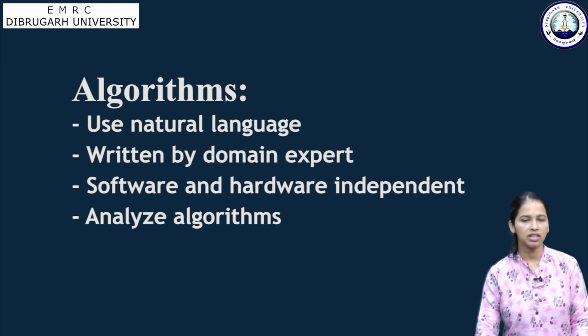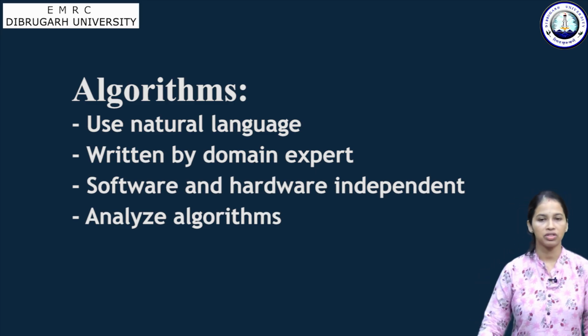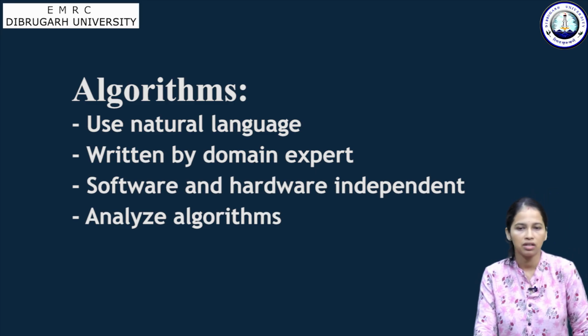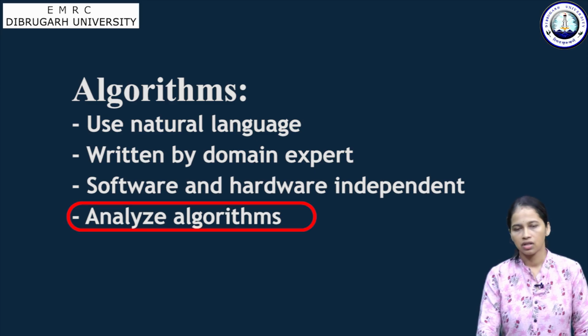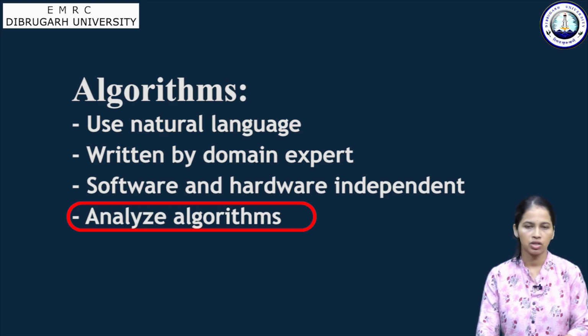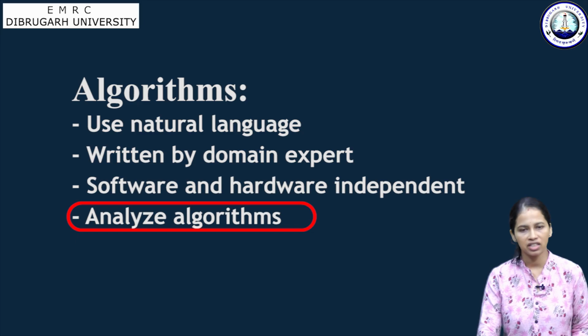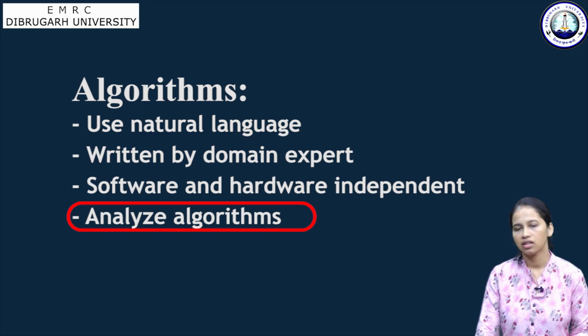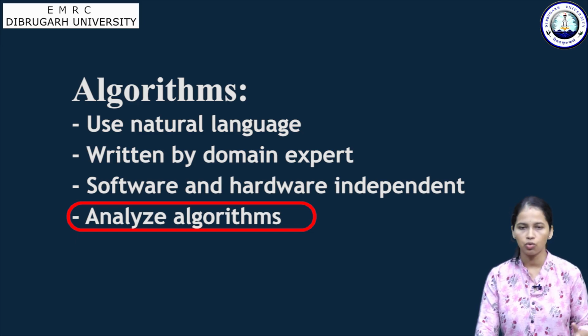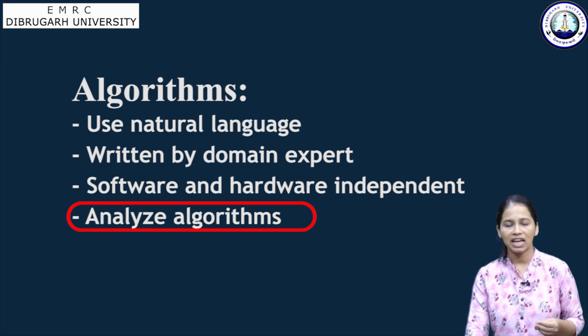The next property tells you the difference between the algorithm and the program: we can analyze algorithms. Suppose again we take the example of that particular bridge. Suppose 10 different architects make their designs. Now we can analyze those 10 designs, select the best one, and that design becomes our algorithm. But we cannot analyze the program.